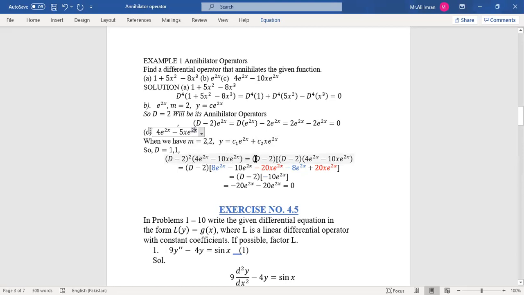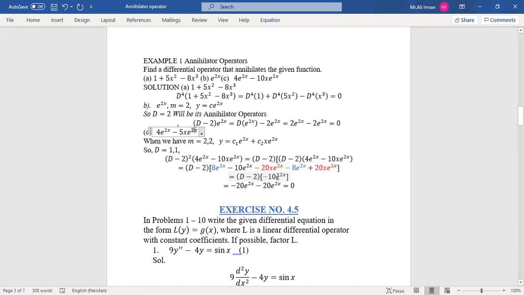We will prove this. We will apply D minus 2 inside this function, and one power of D minus 2 will be taken at the left-hand side. D minus 2 will be applied on each term. We will get 8e^(2x) minus 10e^(2x) minus 20x e^(2x) minus 8e^(2x) plus 20x e^(2x). The red term will be cancelled with the red term, and the blue term with the blue term, and we have D minus 2 applied on minus 10e^(2x).